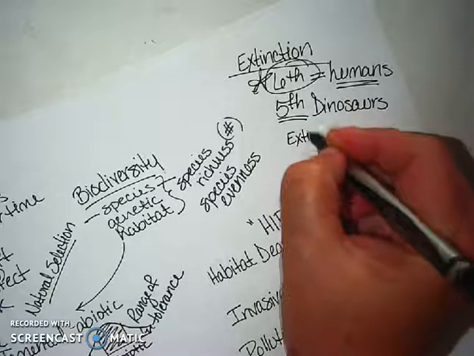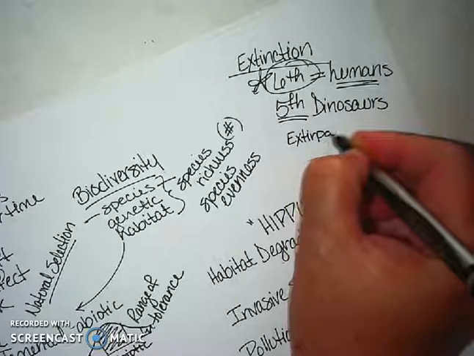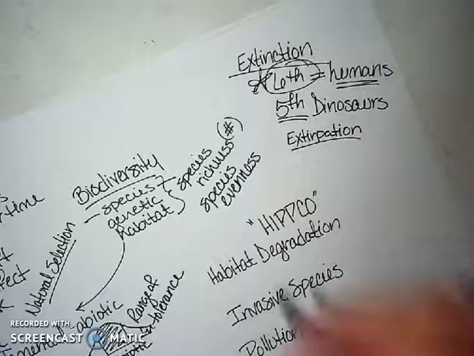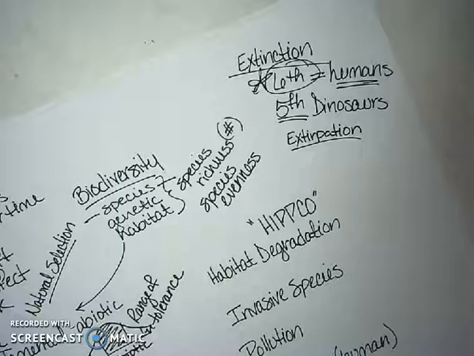Extirpation means that you were extinct in an area. Okay, so if our Florida panther went extinct, that's actually an extirpation. It's not a true extinction because they are the same as the mountain lions and cougars and stuff in other parts of the United States. So that would be an extirpation.